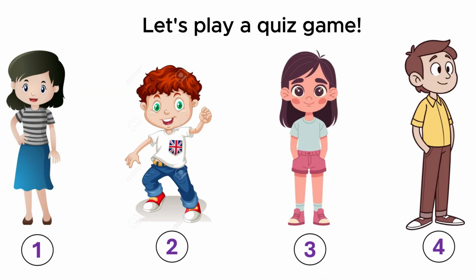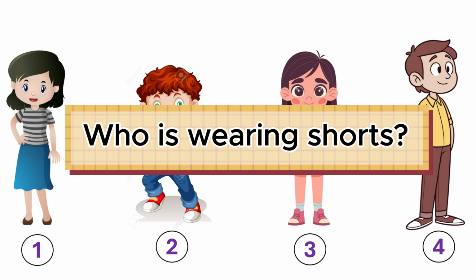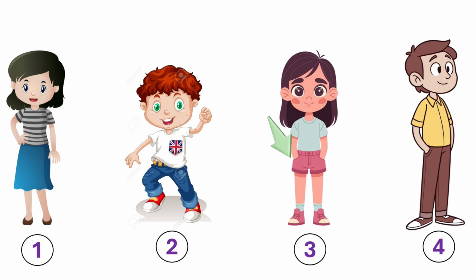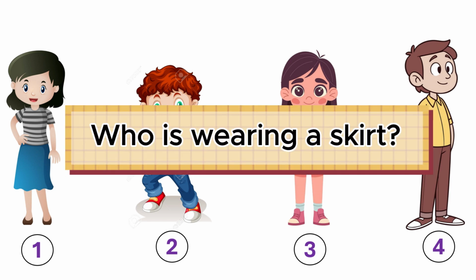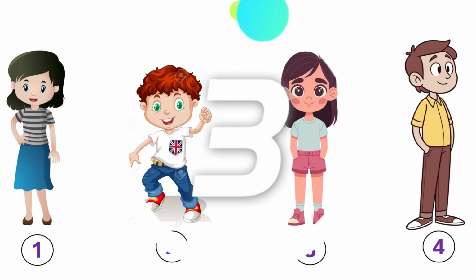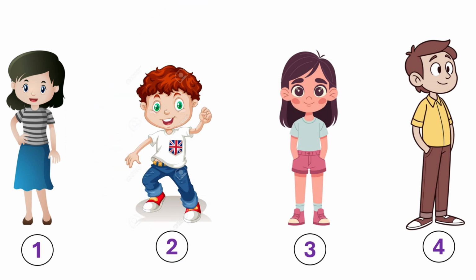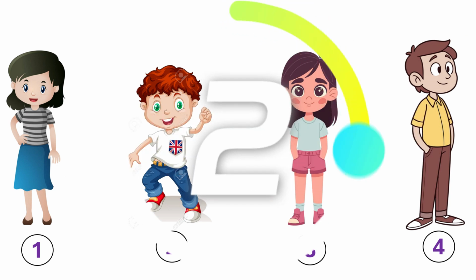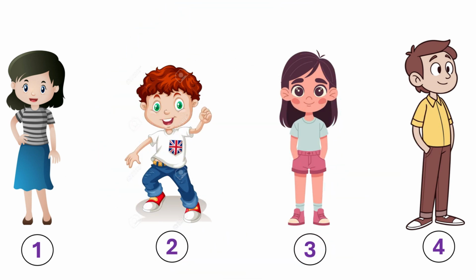Let's play a quiz game. Who is wearing shorts? Number 3. She is wearing shorts. Who is wearing a skirt? Number 1. She is wearing a skirt. Who is wearing trousers? Number 4. He is wearing trousers.